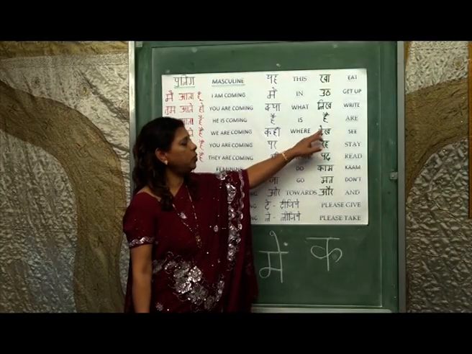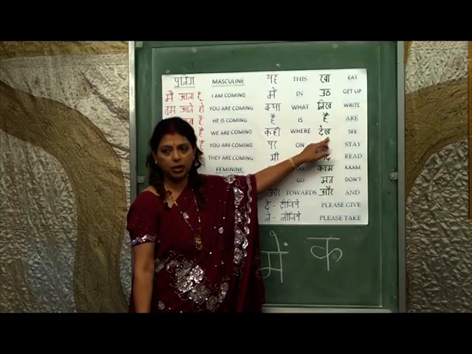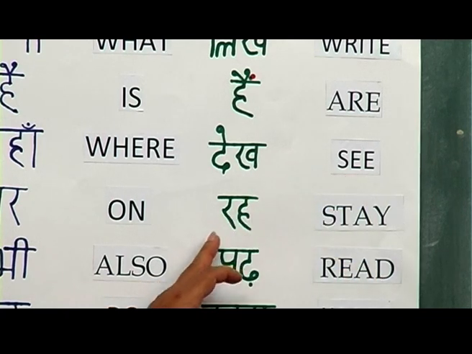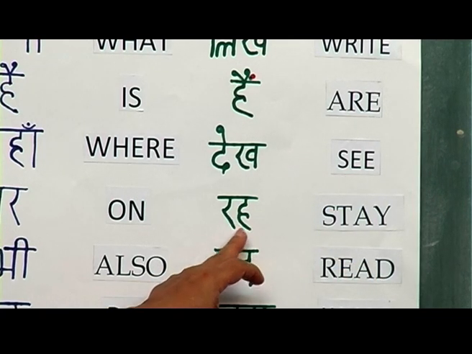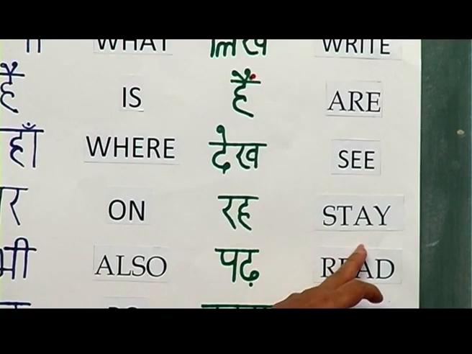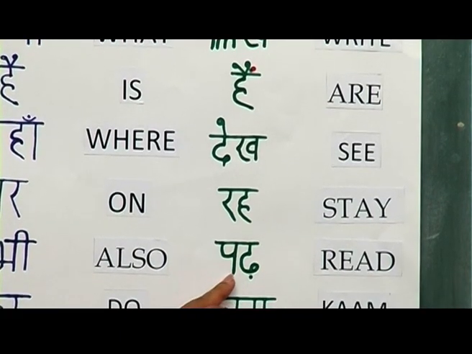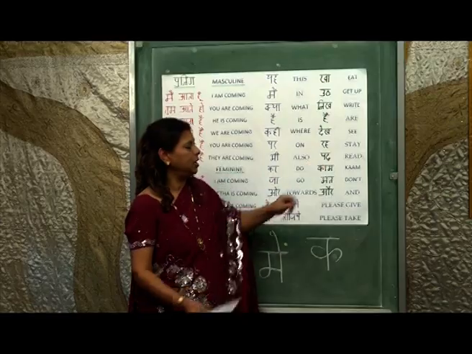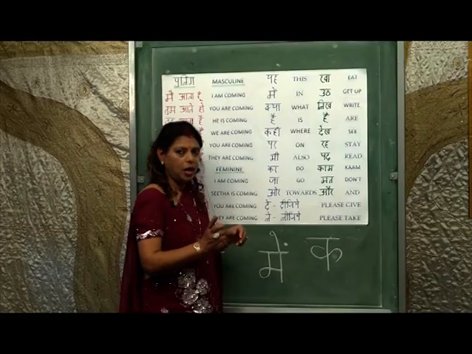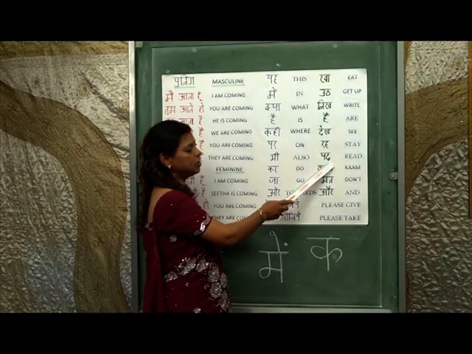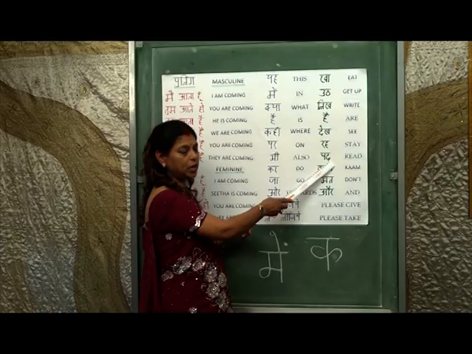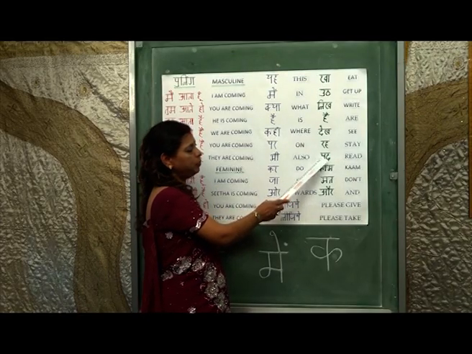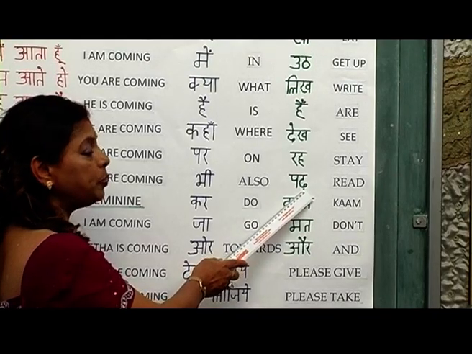The next one is the with a and the k. Dekh. It means to see. R and h. Rah means to stay. We have p with dh. Right? Now, I didn't discuss this in the consonants because I didn't want to confuse you until we came across a word. Now the word p and dh means pad.